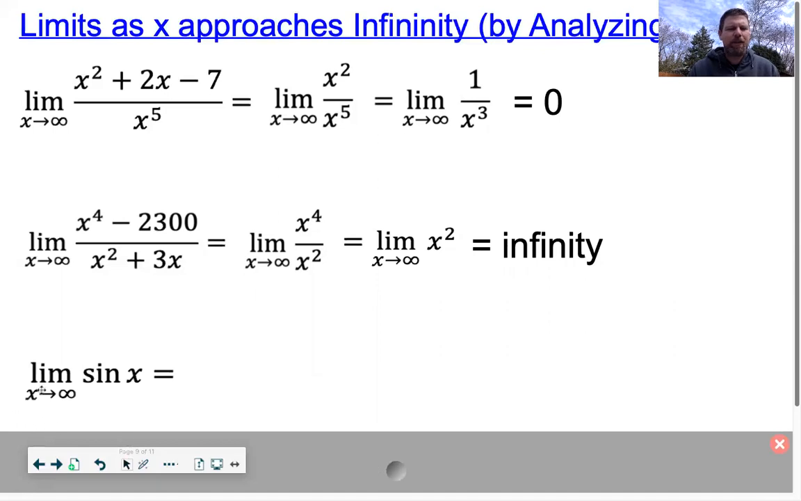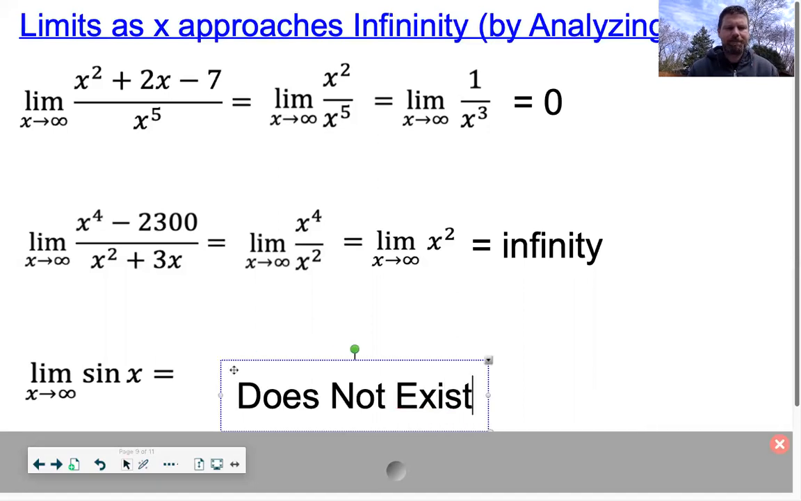Very last problem would be the limit as x approaches infinity of sine of x. Well, sine of x just goes up and down and up and down and up and down forever. No matter how far x goes, it's going to keep going up and down. That's not approaching any particular number. So the limit doesn't exist. It's not going up towards infinity either, or down towards negative infinity. It just keeps going up to 1 and then down to -1, and then up to 1 and then down to -1. Since it's not approaching any particular number, the limit does not exist.